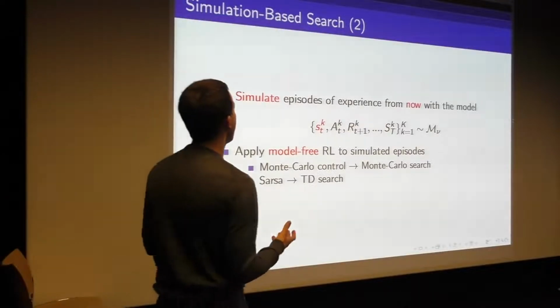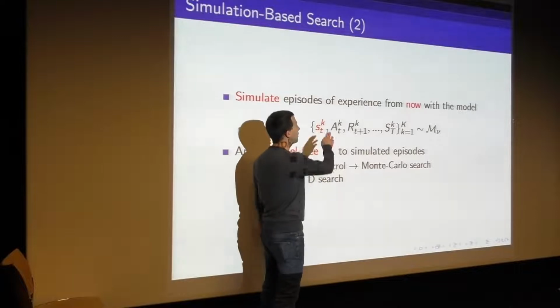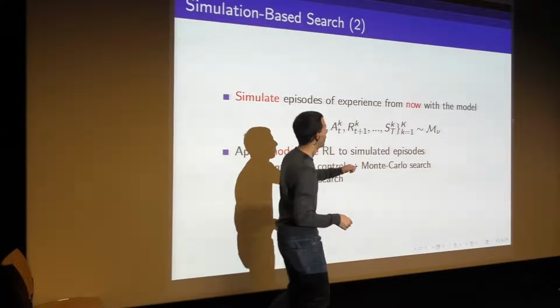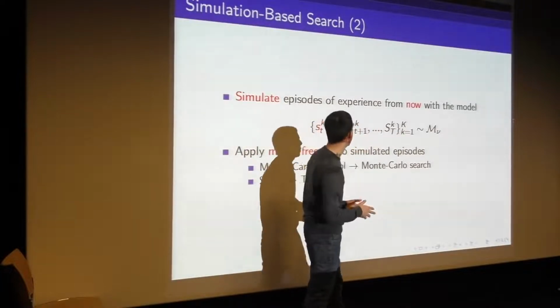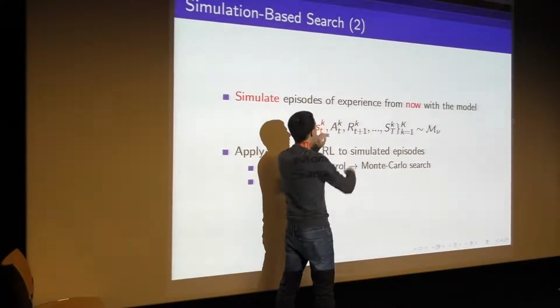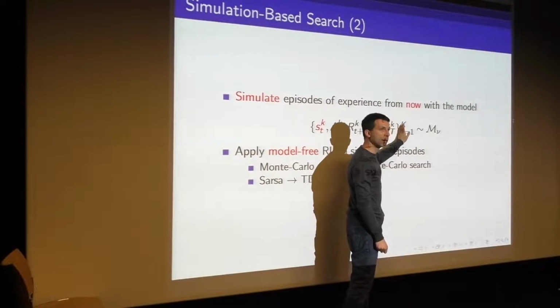So, what does it look like? So we start from now. We start from this S_t. This superscript just means, you know, which simulation we're in. And we run from 1 to big K of those simulations. And we generate multiple episodes of experience. Start from our root state, action, reward, state, action, reward, all the way to the end.